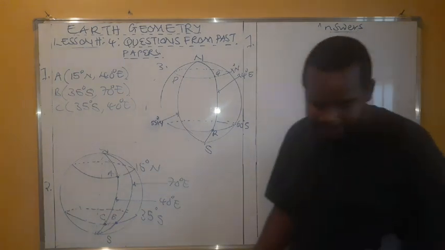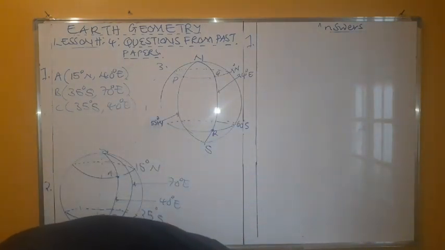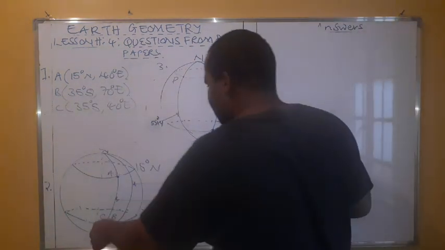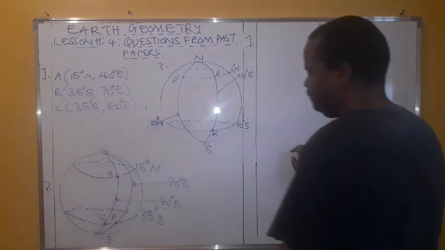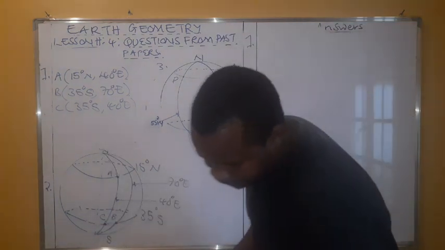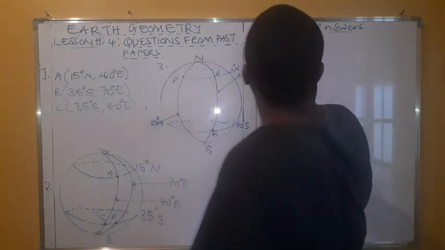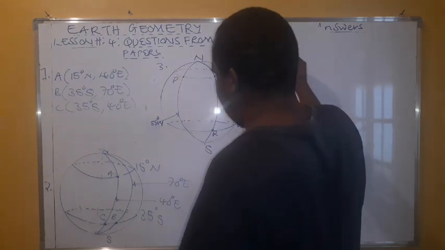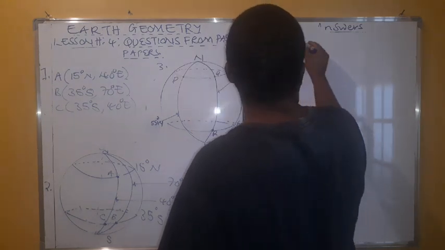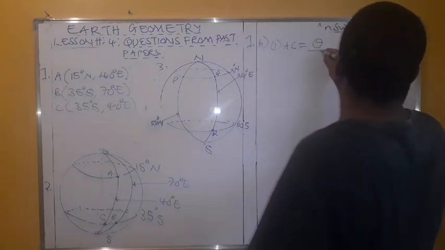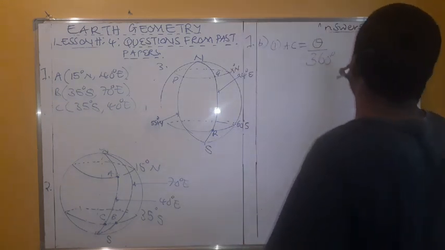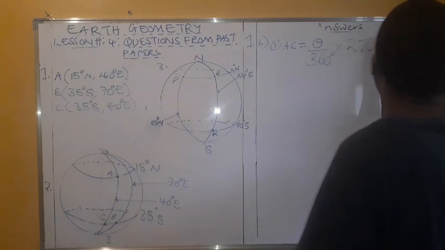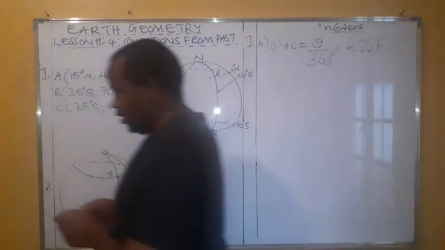Then the question now, we are saying calculate the distance AC. So you look at A and C. A and C are sharing the same longitude. So for us to find AC, AC is equal to theta over 360 degrees times 2 pi r. This is the formula that we are going to use.